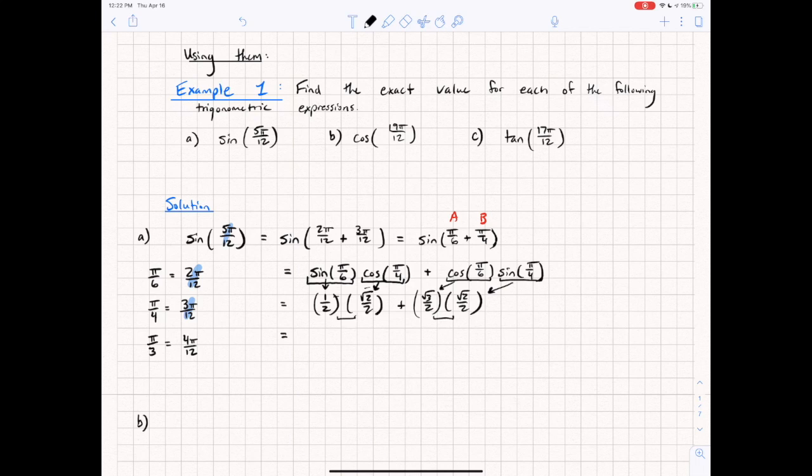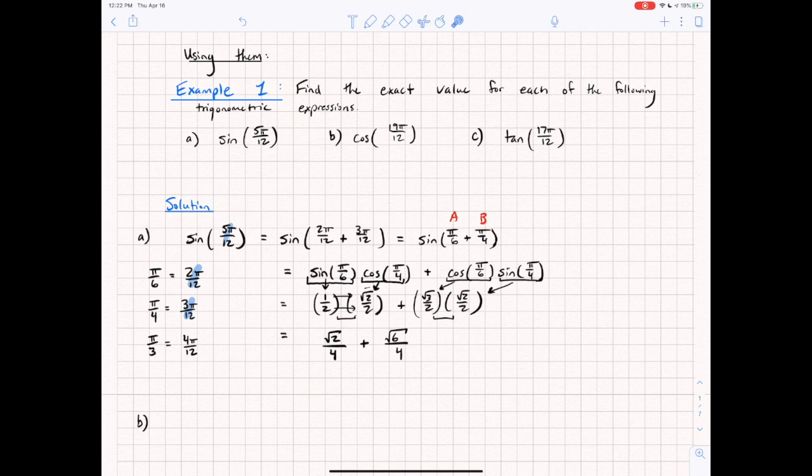So in this example, we're just going to multiply straight across. So 1 times radical 2 is just root 2. On the bottom, 2 times 2 is 4. Plus, when I multiply square roots, we multiply the insides together, so I get root 6 over 4. And the reason why I don't want to simplify is because I'm adding fractions, I need the same denominator, and I have that.